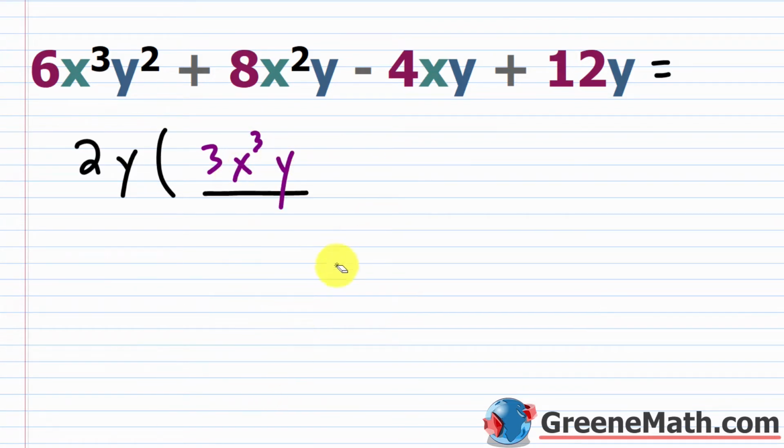Again, when you go to distribute, 2 times 3 gives you 6. x cubed will be there. And y times y is y squared. So you're right back to that term. That's all you want to do.